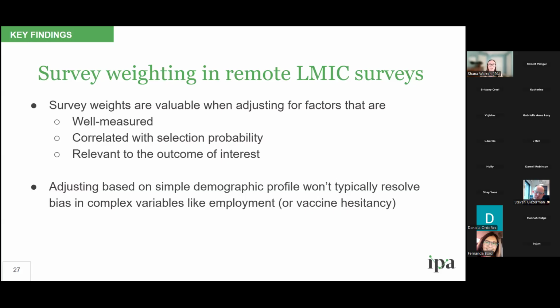Survey weights are also valuable to adjust for factors that are correlated with selection probability in the first place, right? And relevant to the outcome of interest, as I was just discussing. Survey weights are helpful when the factors you adjust for are correlated or proxies for the target variable you really most care about. Adjusting based on a simple demographic profile doesn't typically resolve bias in more complex variables like employment.